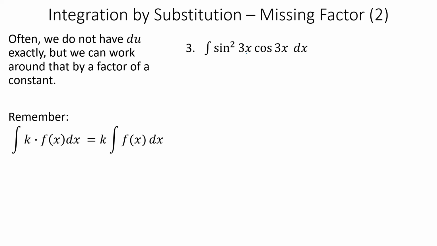So we've got sine squared of 3x times cosine of 3x dx. Well, sine's the one squared. Maybe I can think of this as the integral of sine of 3x squared like that times cosine of 3x, because that's what sine squared means. It takes this whole sine thing and squares it. So this is inside the squared, so maybe that's going to be my u.